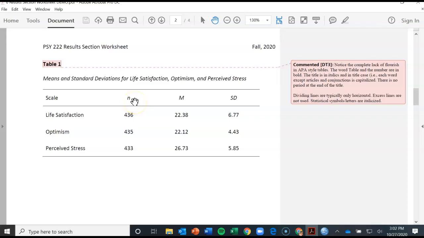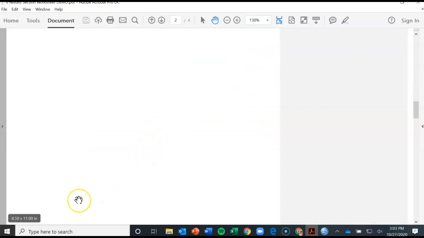The N is lowercase because you are, actually, I think that should probably be uppercase. I'm going to have to fact check myself on that because I think that is an error. I believe this should be an uppercase N. I will look at that. It's the whole sample. It should be a lowercase n if it was a subset of the sample. I apologize for that error. That should be an uppercase N. M and SD are uppercase by convention.